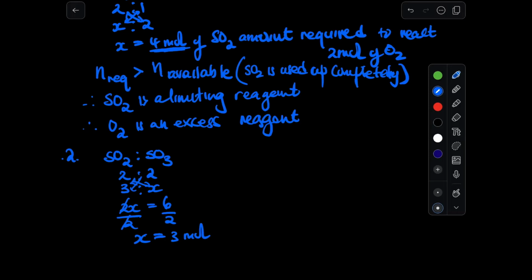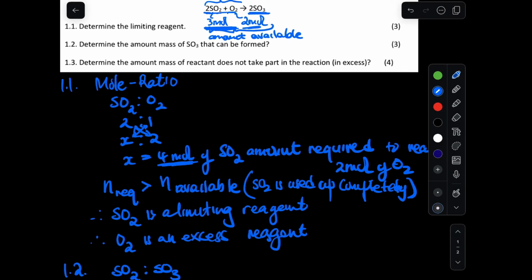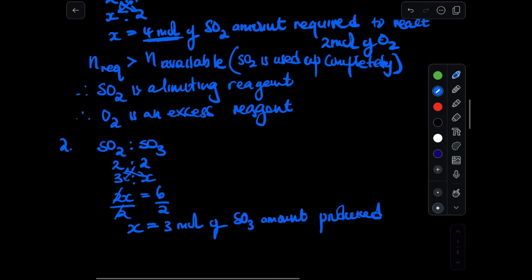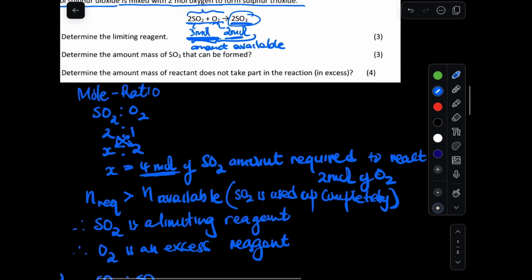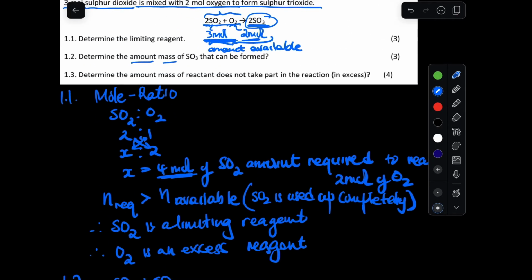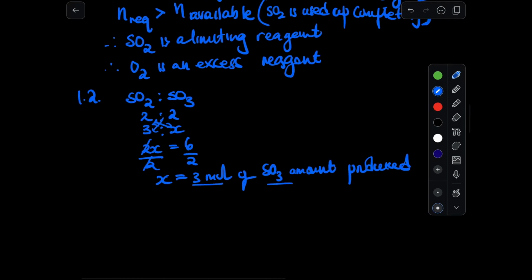It's 3 mole of what? Of sulfur trioxide. 3 mole of sulfur trioxide is the amount produced when the sulfur dioxide reacts with oxygen. That's the amount that is produced. But the question says calculate the mass. So we're going to convert this number of moles into mass.